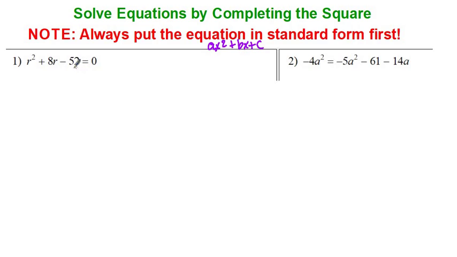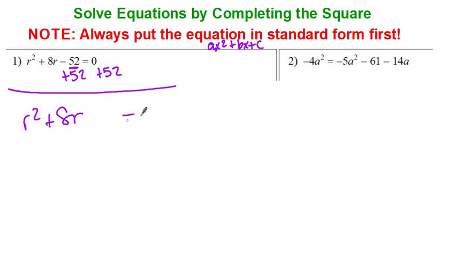Okay, here's the idea. Number one, this number here, 52, it's not going to factor. There are no numbers that multiply to negative 52 and add to positive 8. So this 52 is not working for us, so we'll move it over to the other side so that we can complete the square. Okay, so r squared plus 8r equals 52. I left a big space there so that we can now complete the square.